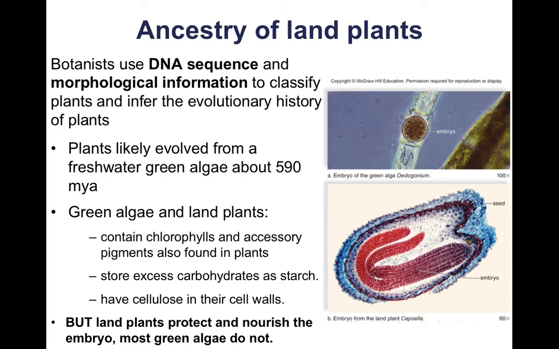Land plants, though, are different from algae in that they nourish and protect their embryos. And we do not see that in green algae. So this is a seed here from a land plant called Capsella. And seeds are a way that plants protect their embryo. So this is the embryo here. And then you'll see the seed is surrounded by a coating called the seed coat. And it also contains a food source that nourishes the embryo during development.